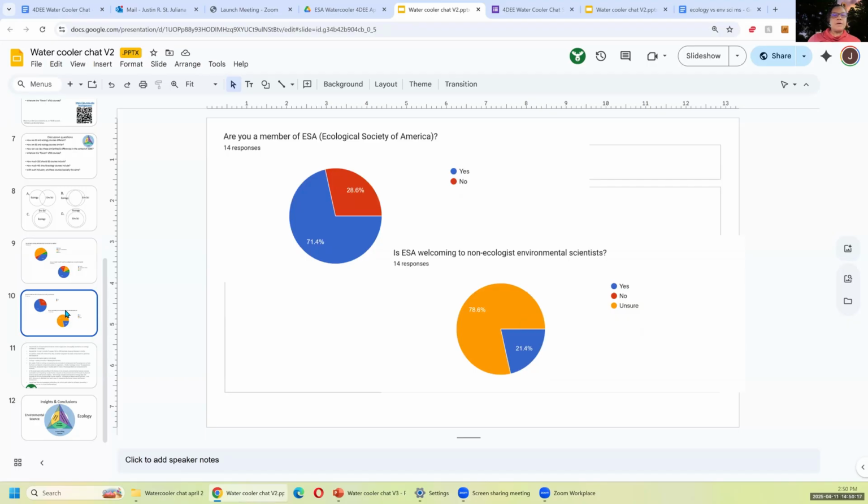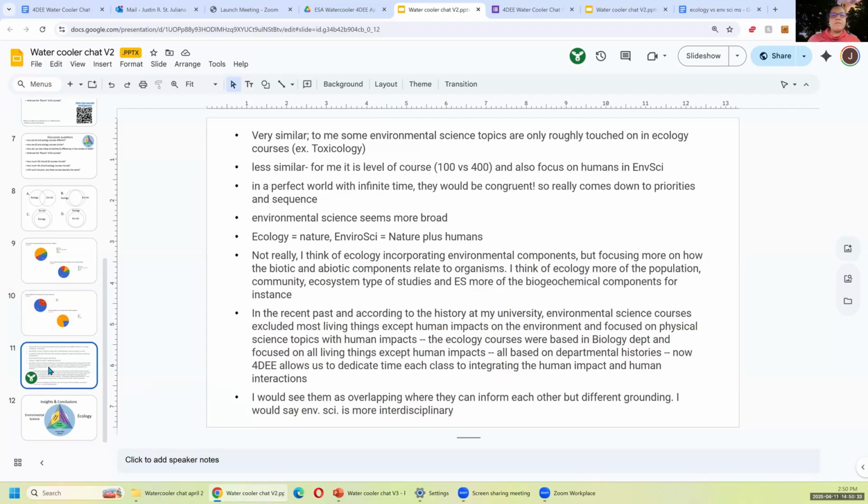On the next slide, I think we asked about membership. So it looks like most people are members of ESA. When asking about the welcoming environment, people were like, I'm not sure. And I'm not surprised by that. And then the next slide, I think a lot of this has already come up. But some of the feedback was that they didn't see it as less similar.